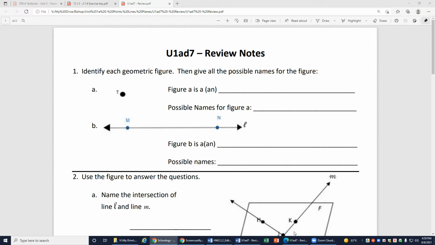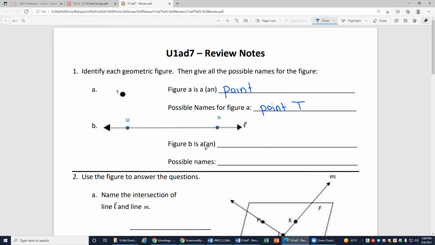So A, I see a dot and a T, so I know that this figure is a point. And the only thing I can do to name a point is say it is point, and then its capital letter that's attached to it, which is T. Make sure it's a nice capital T.